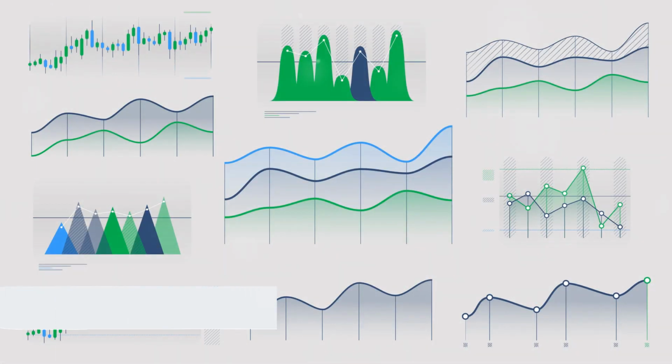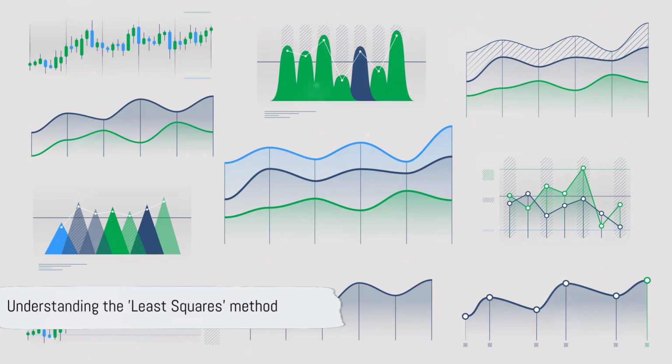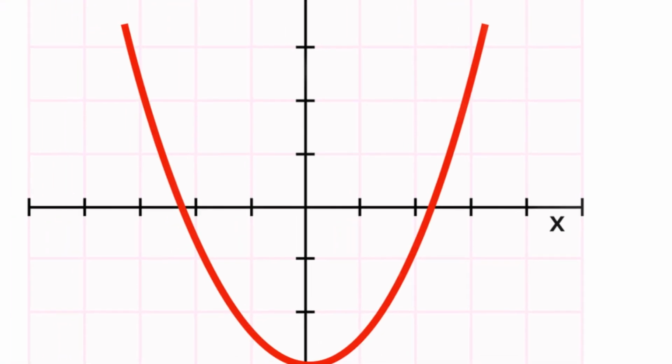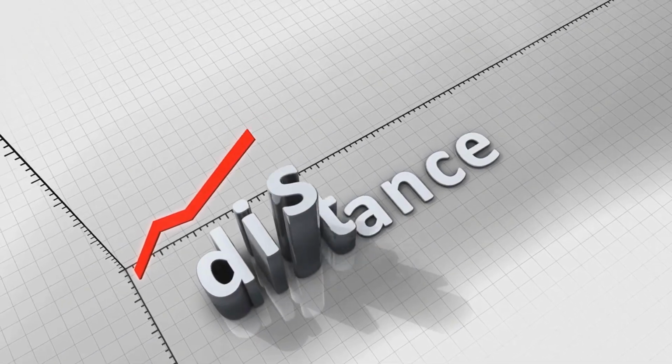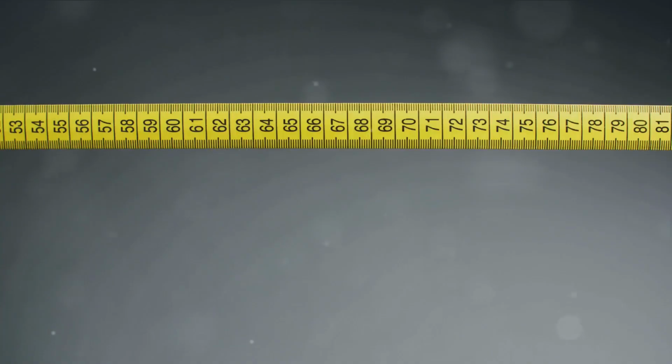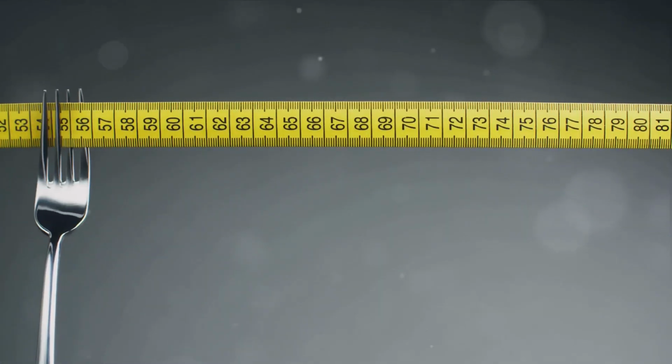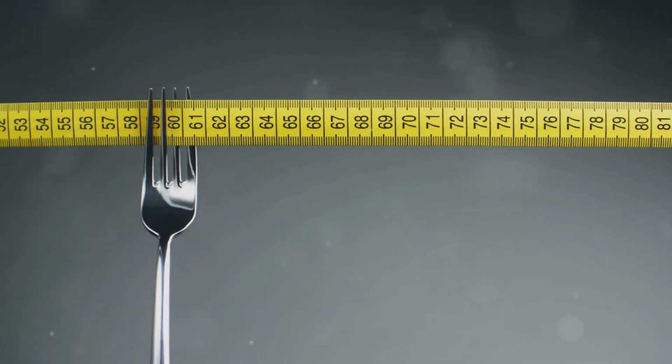But how do we find the best fit line? The answer lies in a method called least squares. This method calculates the distance of each data point from the line, squares it, and then sums it all up. The line with the least total distance is considered the best fit line.